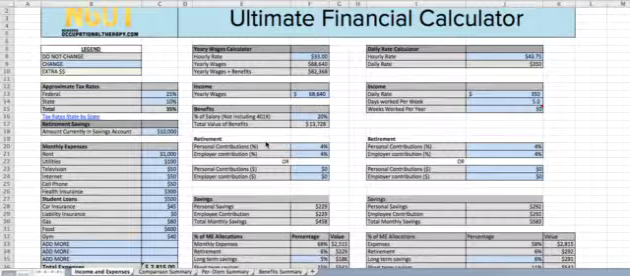I'm going to be taking you through the Ultimate Financial Calculator today. So this tool was built to help you do a few things. One is to keep your budget, so you'll have your expenses and your income, and you'll be able to see what your budget looks like.